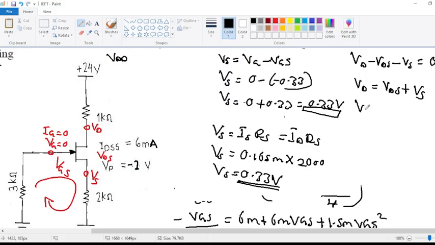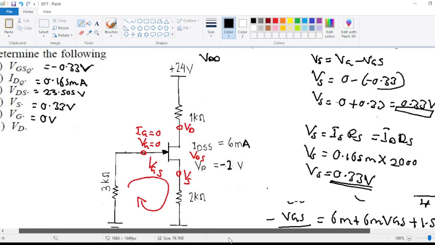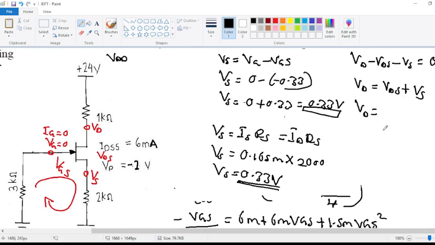So now it will be VD is equals to, what is our VDS? We calculated our VDS to be 23.505. So we have 23.505 plus what is our VS? That's 0.33. So our VD is equals to 0.33 plus 23.505. We're going to have 23.835. This one becomes your answer.